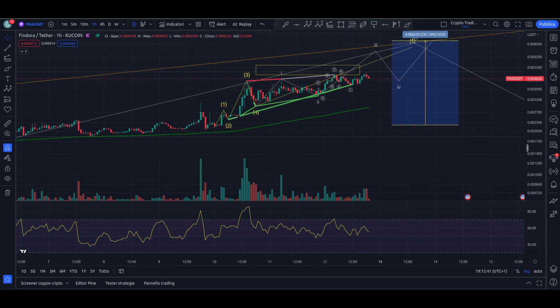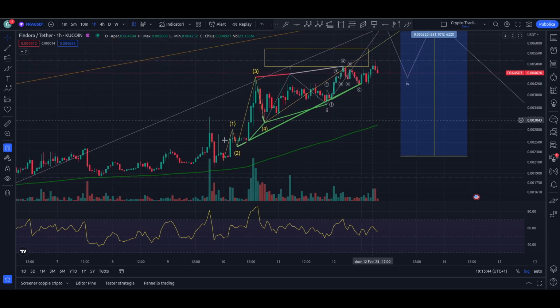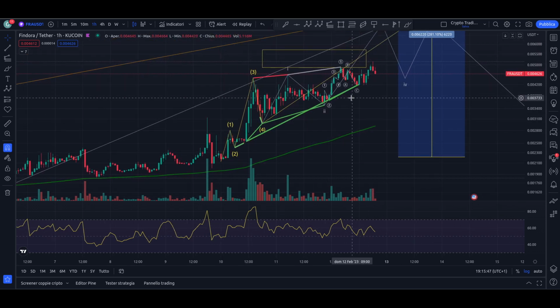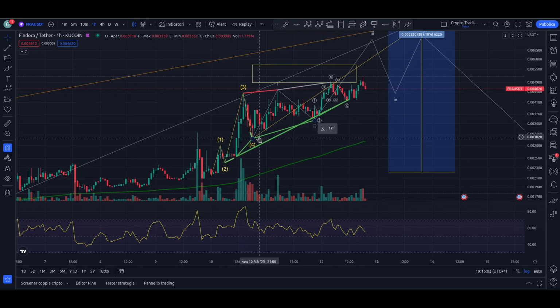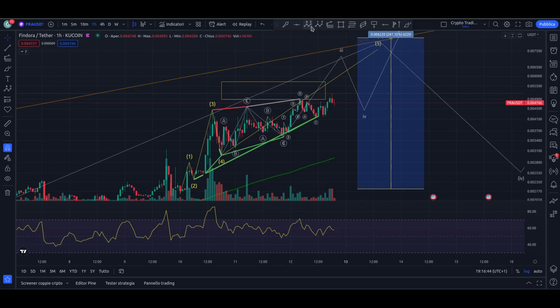On the hourly time frame, we can see what's going on inside these waves. We can recognize that we already had a first wave, the second, the third, and the fourth wave is probably an ending diagonal, which means that it is formed by an ABC, ABC, and so on. So we are currently inside the third wave.